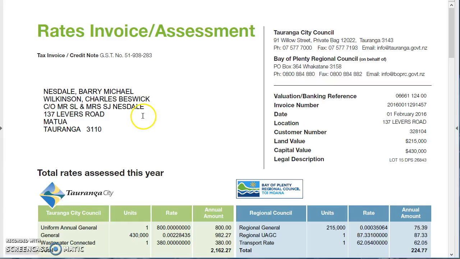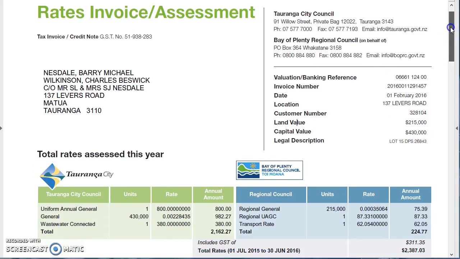In this video you'll find out what is on your rates invoice. So first thing to have a look at, this is my rates invoice here. First one to have a look at is the two kinds of valuations here. The land value is written there, and then the capital value. And the capital value includes the land value plus the cost of your house as well. So those numbers are very important.